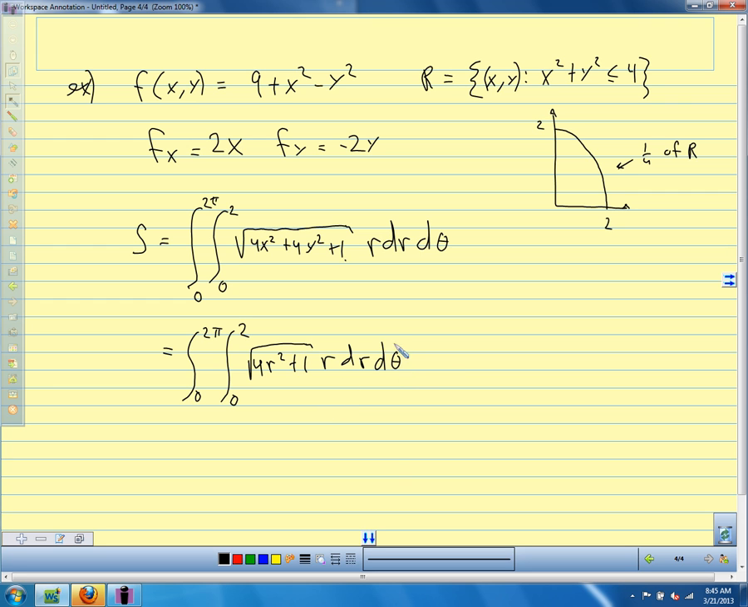And then we end up with the integral of d theta on the outside from 0 to 2 pi, so that just gives us a factor of 2 pi in our final answer. So I'm not going to evaluate this one, but this is our setup. This one wouldn't be hard to evaluate. Any questions on that one?